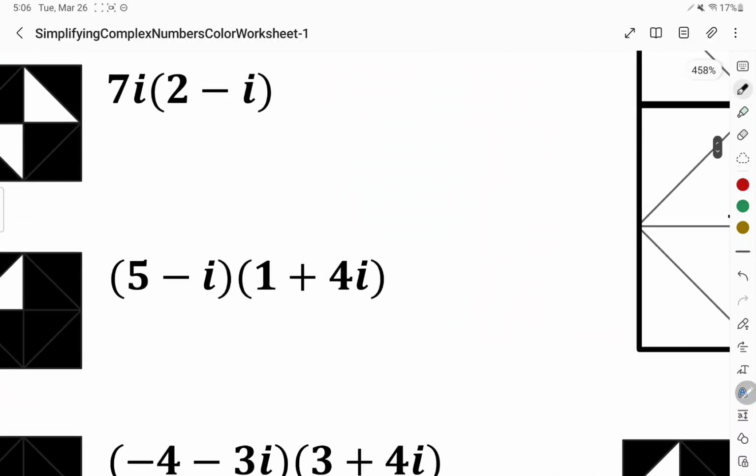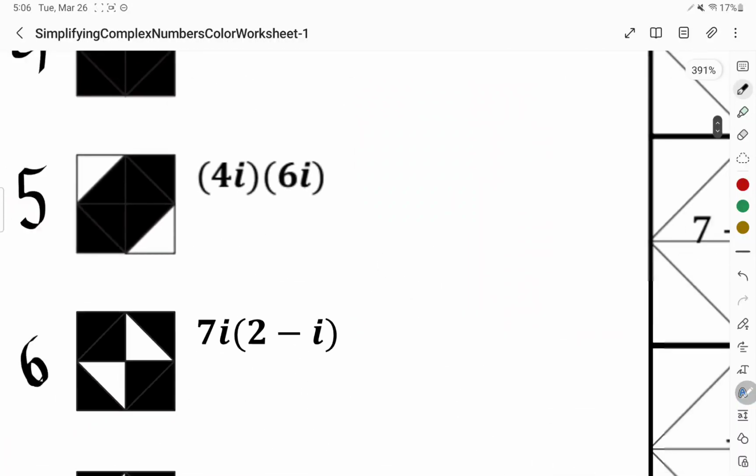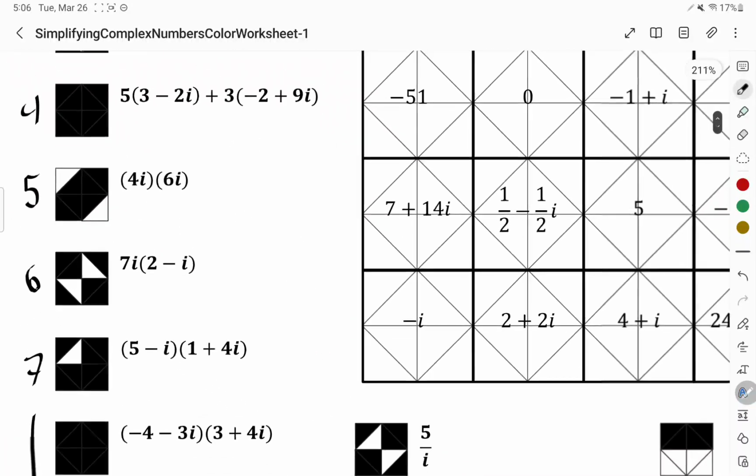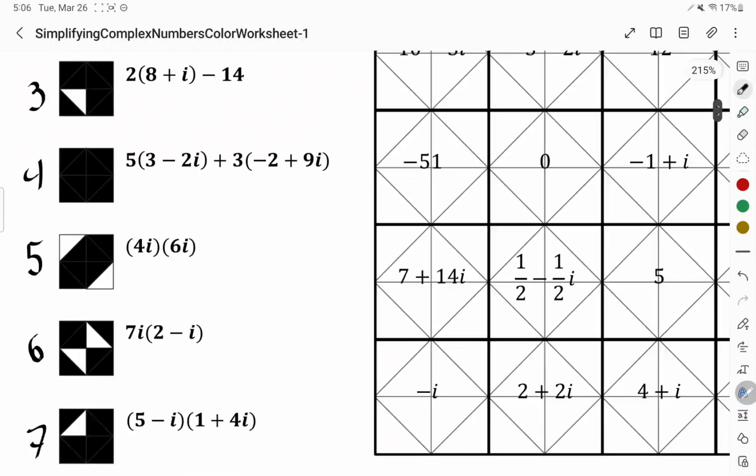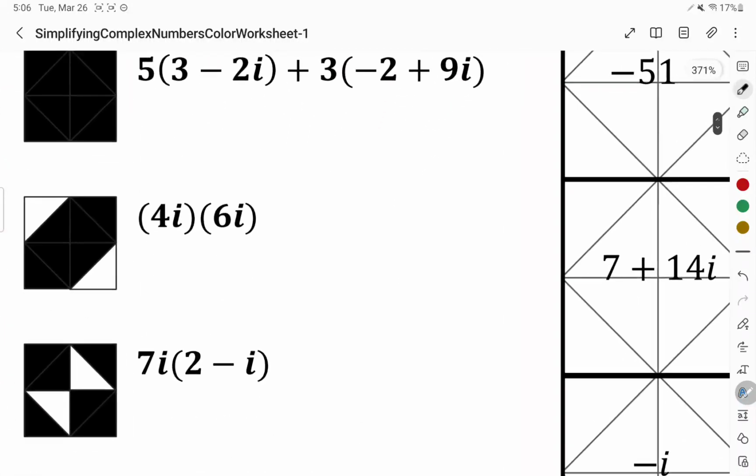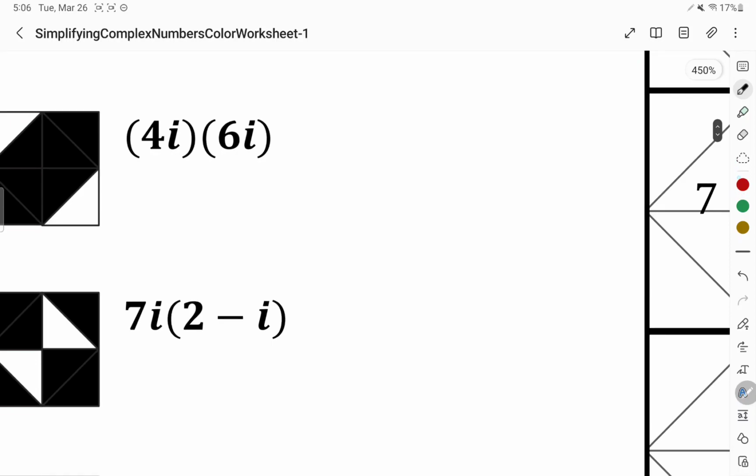First things first, we're going to have to look at this problem first. So 7 all the way down are going to be done exactly the same way. So let's do the first couple because they're slightly different. These are the easy ones. So I'm just going to multiply those two. That gives me 24i squared.